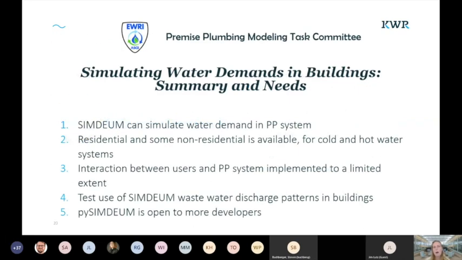So to summarize, SimDeum can simulate water demand in the premise plumbing system, and it will give you residential, and we also have various non-residential buildings that we've made and tested. And you can look separately at cold water and hot water systems. There is expected to be interaction between users and the system, and only part of that is implemented yet.